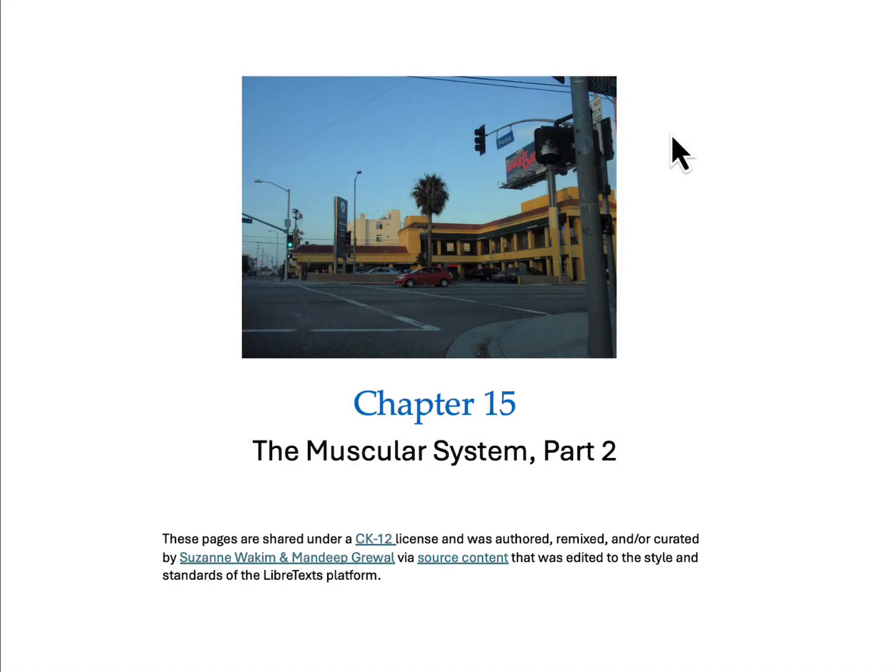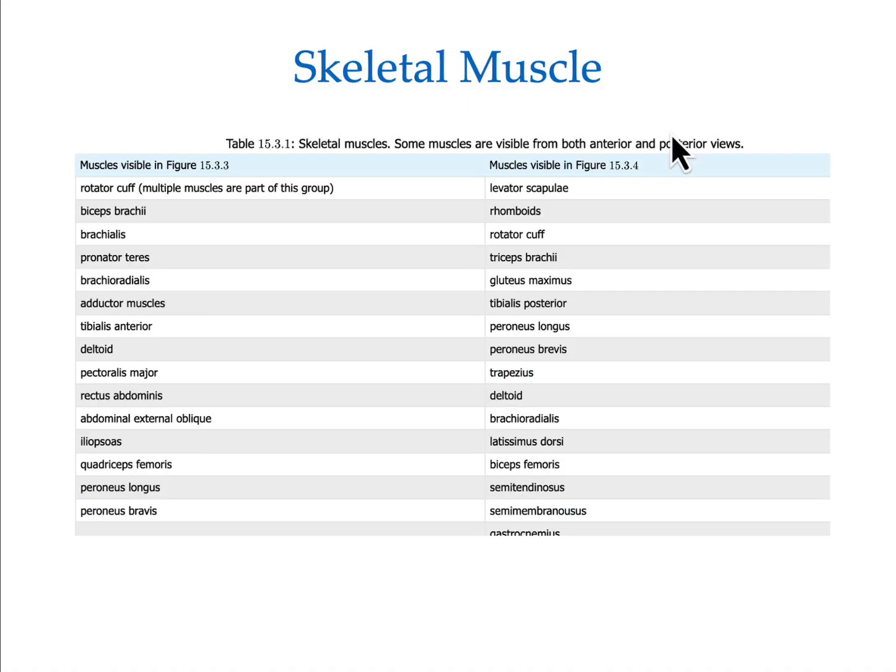Chapter 15, the Muscular System, Part 2. Here's a table of different skeletal muscles, and these are visible in your textbook in Table 15.31. And I just give some wonderful names of various muscles.